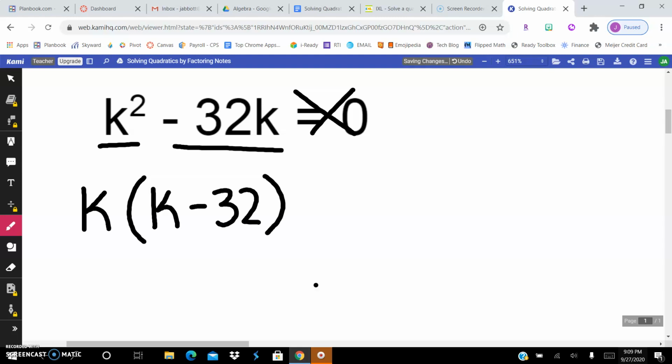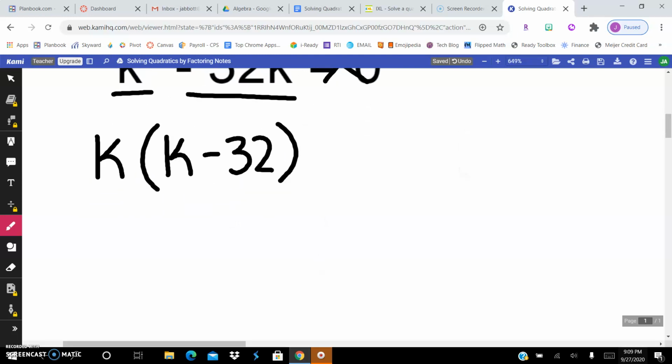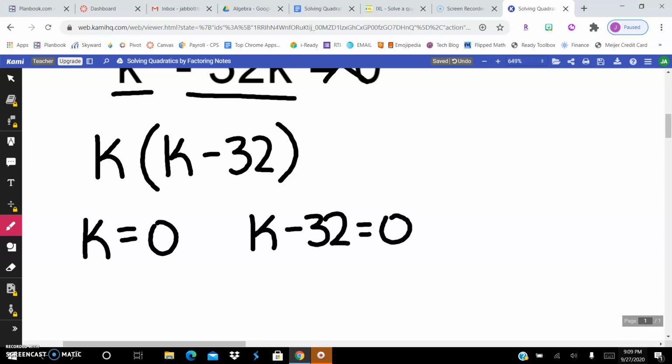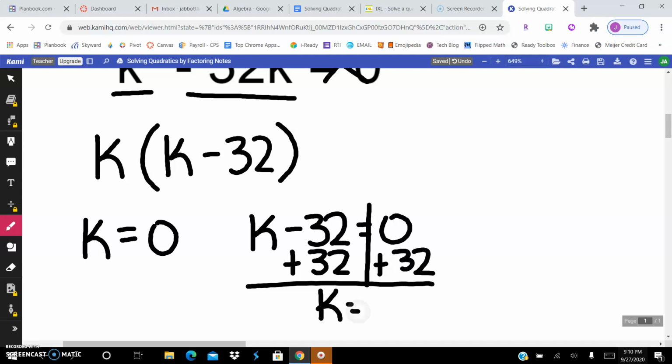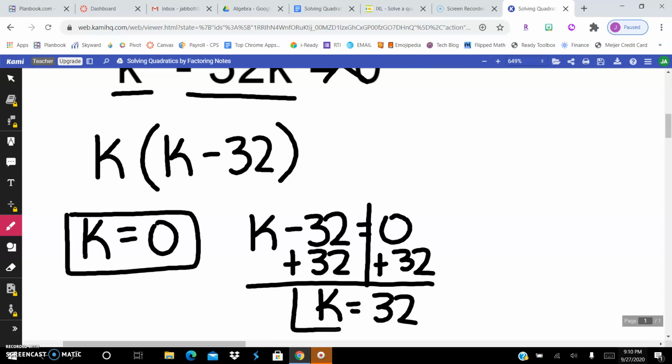So now we're going to break that up into two pieces and set each piece equal to 0. So the first set is just that k out front. So set it equal to 0. So k equals 0. Well, there's one of our answers already. Then we're going to take the second set, k minus 32, and set it equal to 0. And then we have to solve. So I'm going to add 32 to both sides. So k would equal 32. So we have two answers here, or two zeros here. Our graph of this would cross the x-axis at 0 and also at 32.